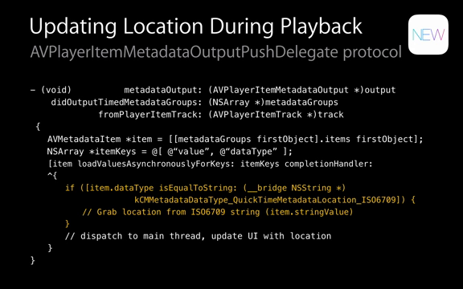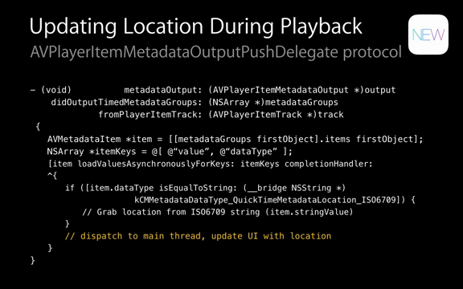And once we have the completion handler, we can ask the item for its data type and make sure that's the data type we're prepared to handle. In this case, my code only knows how to handle location information in ISO 6709 format, so we've got to make sure that's the right data type. And from there, we dispatch our code to the main thread that'll update our UI. So that's how QuickTime Player is updating the location metadata during playback.